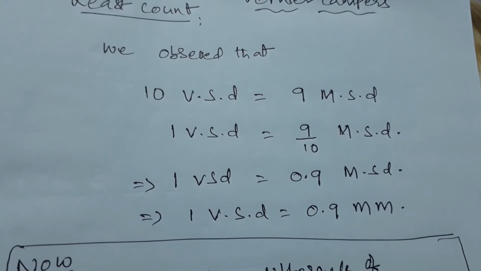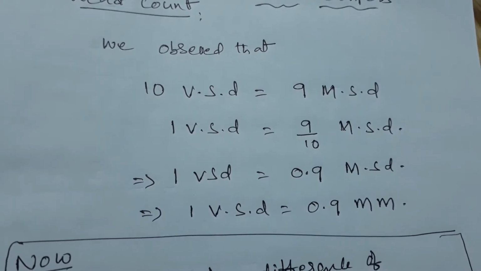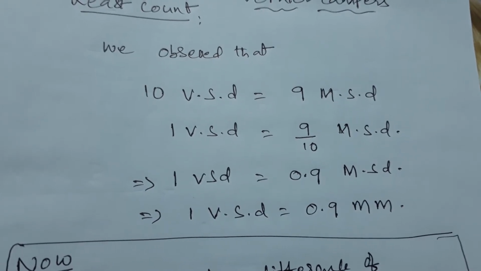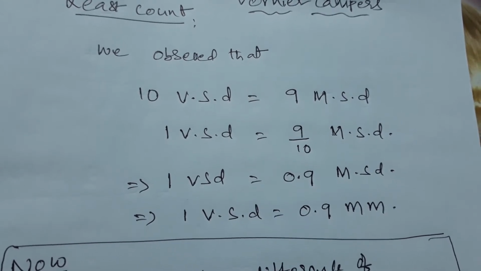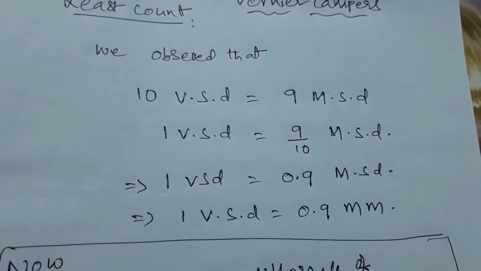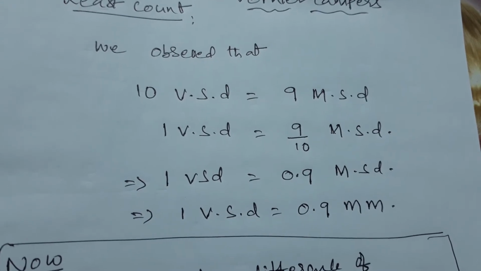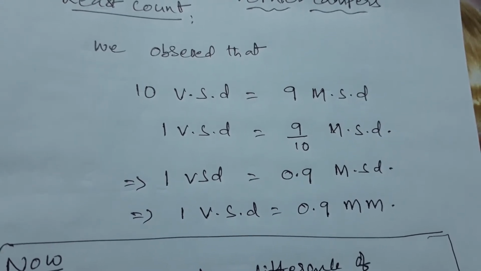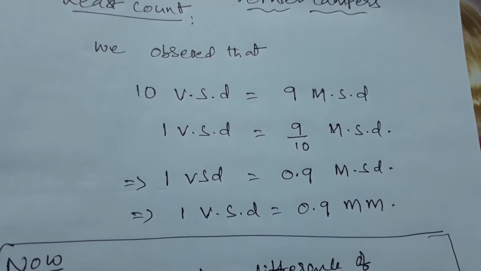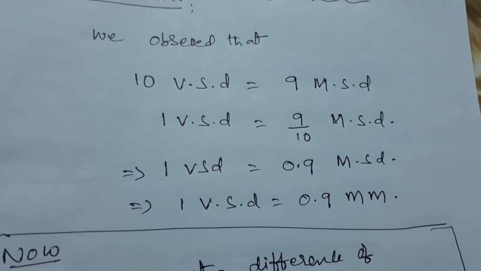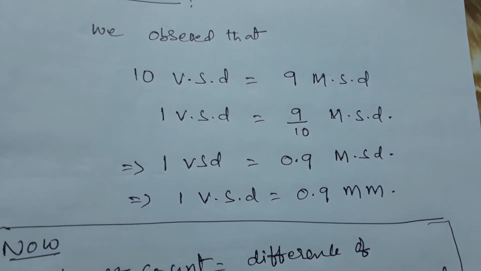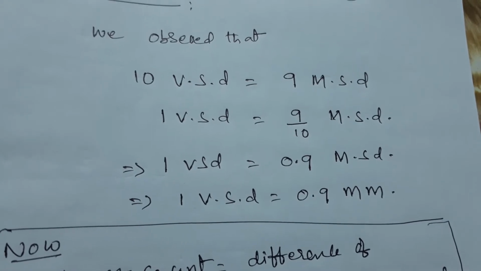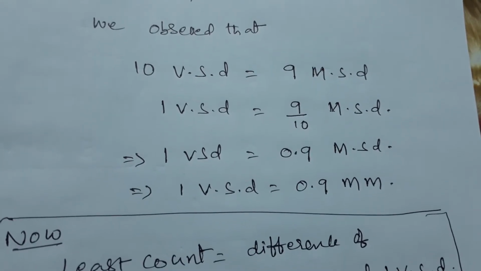From this, we can find out one Vernier scale division. One Vernier scale division, how much length? As per the main scale reading, one Vernier scale division is 9 by 10 of a main scale division. So 1 Vernier scale division is equal to 0.9 main scale divisions. That means 1 Vernier scale division is equal to 0.9 millimeters.